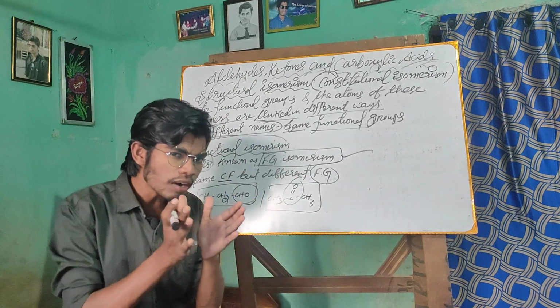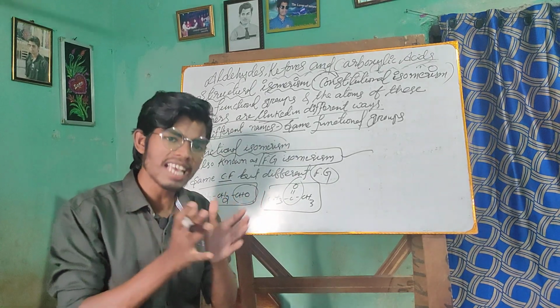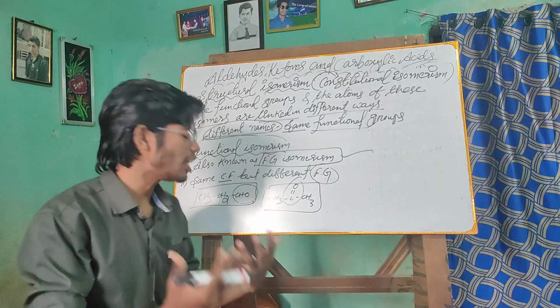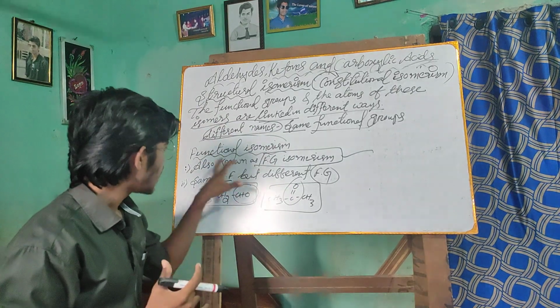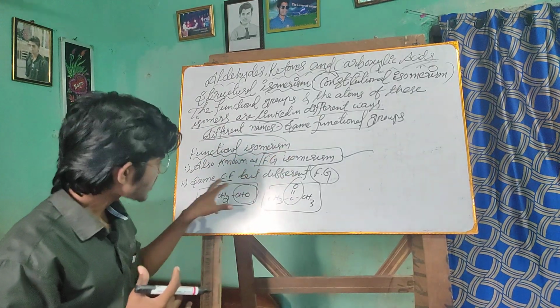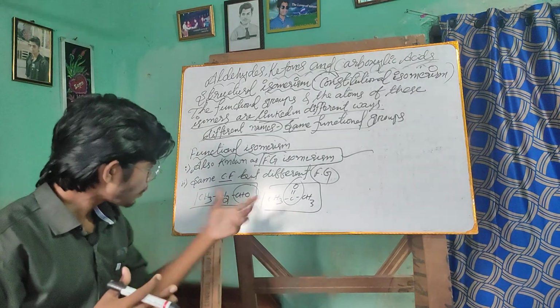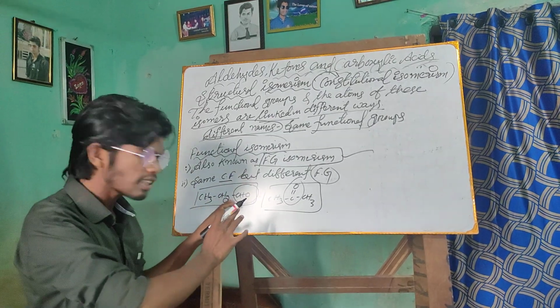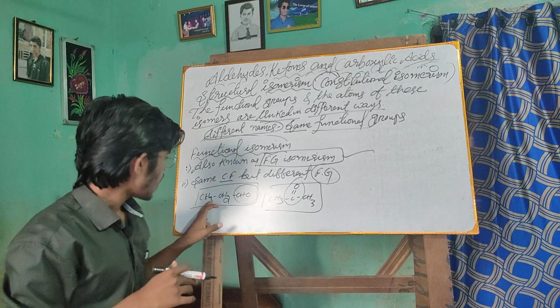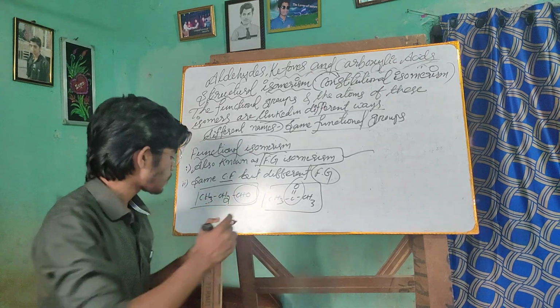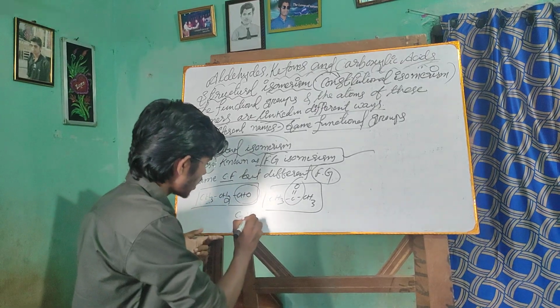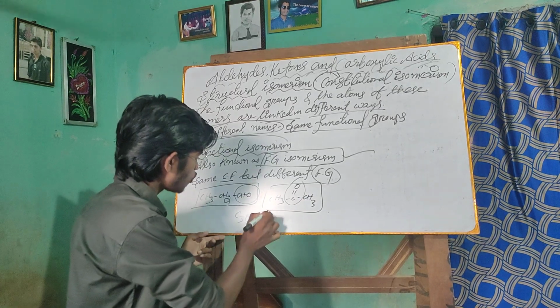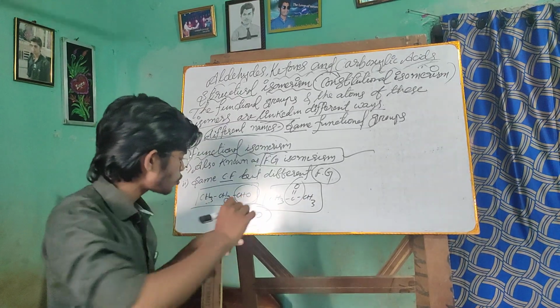That means the functional groups are not the same as each other; they are different from each other. So that's what I have said here. In case of functional isomerism, the same chemical formula will be there. Look here, three carbon atoms are there, and the chemical formula of this compound is C3H6O.